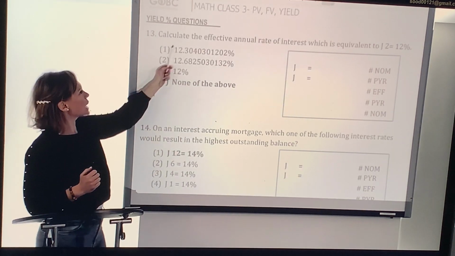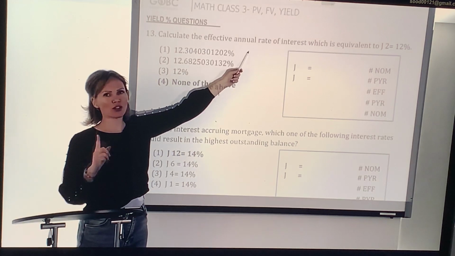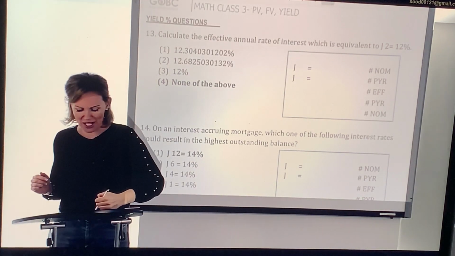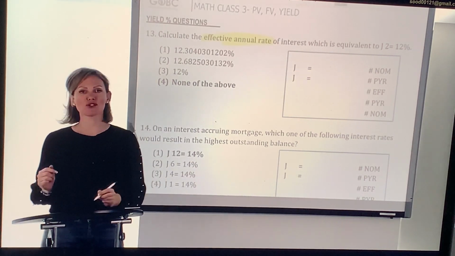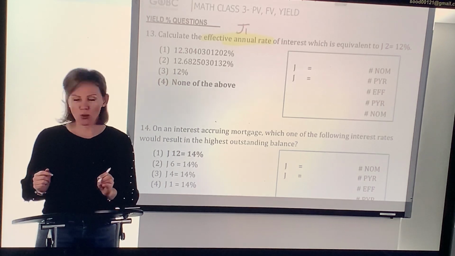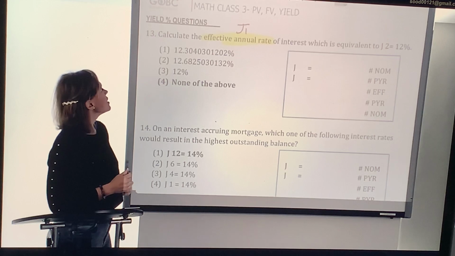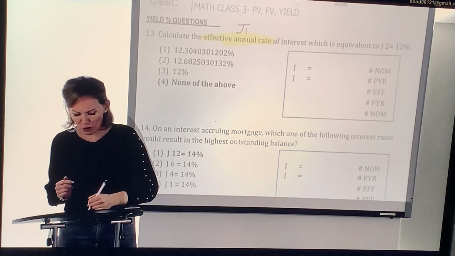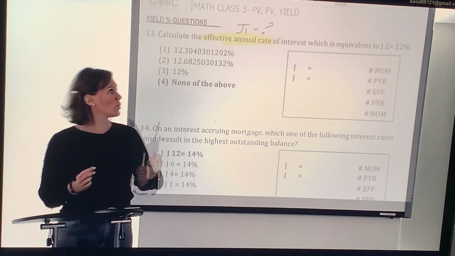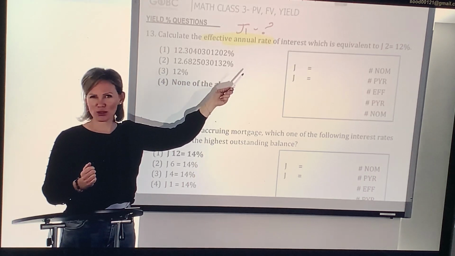It's all about that. So calculate the effective annual rate. So again, by now, hopefully I brainwashed you enough on that part. If they say an effective annual rate, what does that mean to you? That is your J what? That's your J1. Okay? So an effective rate of interest, which is equivalent to J2 equals 12. So they say calculate this. So what they're looking for is, can you find the J1? You have a J2, but can you find the J1? Can you do that? Of course you can.